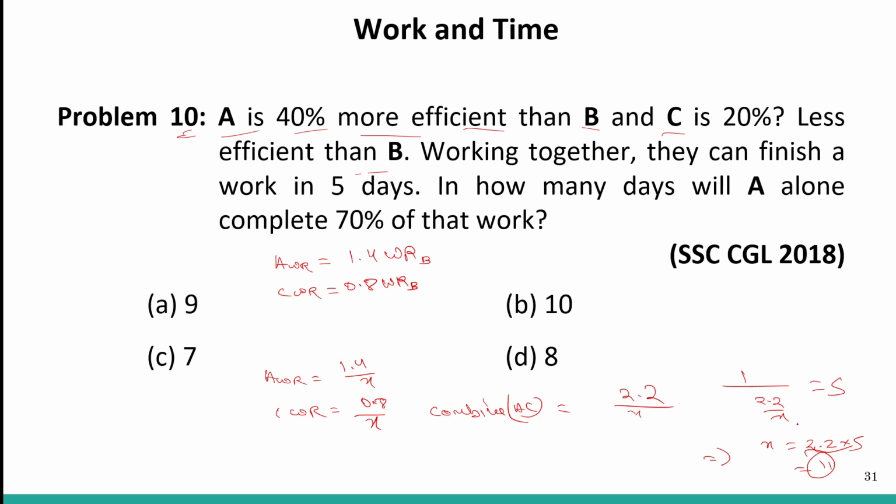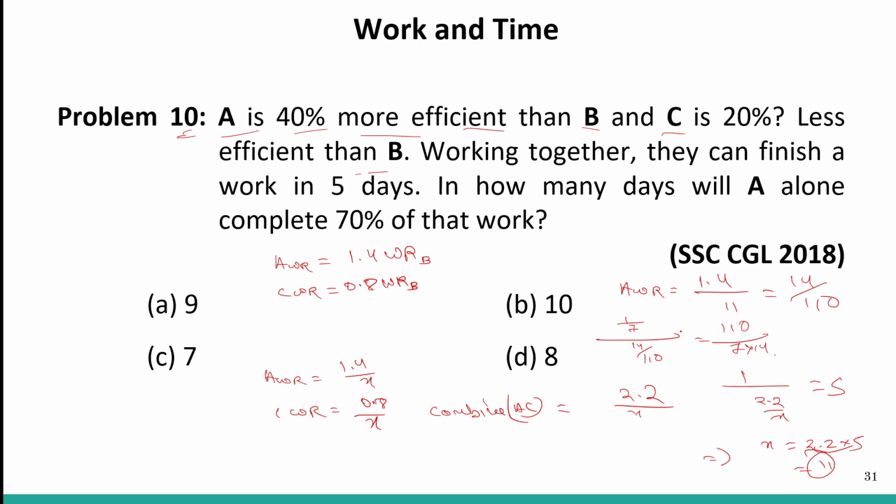So how many days will A alone complete 70% of that work? Okay, so x is equal to 11. So 1 by x, right? So AWR is equal to 1.4 by 11. So this is equal to 14 by 110, right? So what we have now is we have to complete 70% of that work. So how much time will it take? So 1 by 7 whole by 14 by 110. So 110 by 7 into 14.